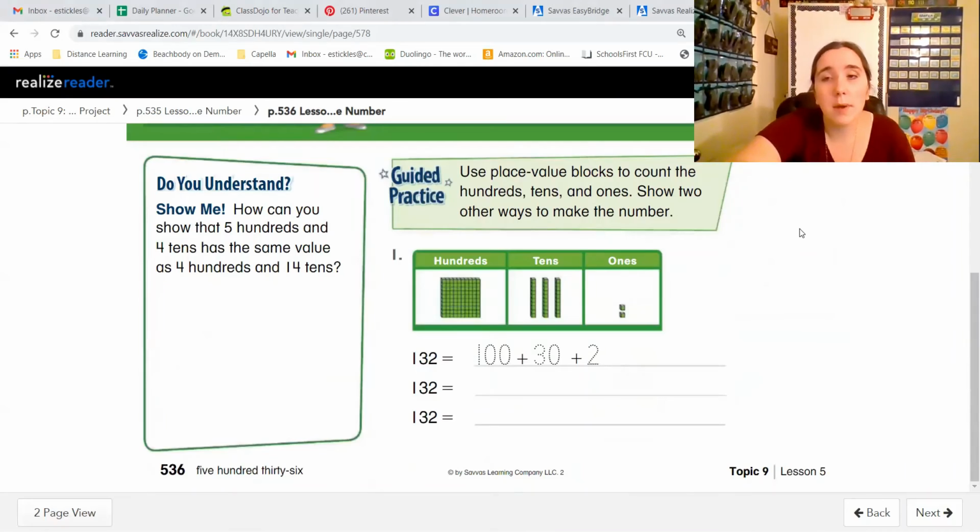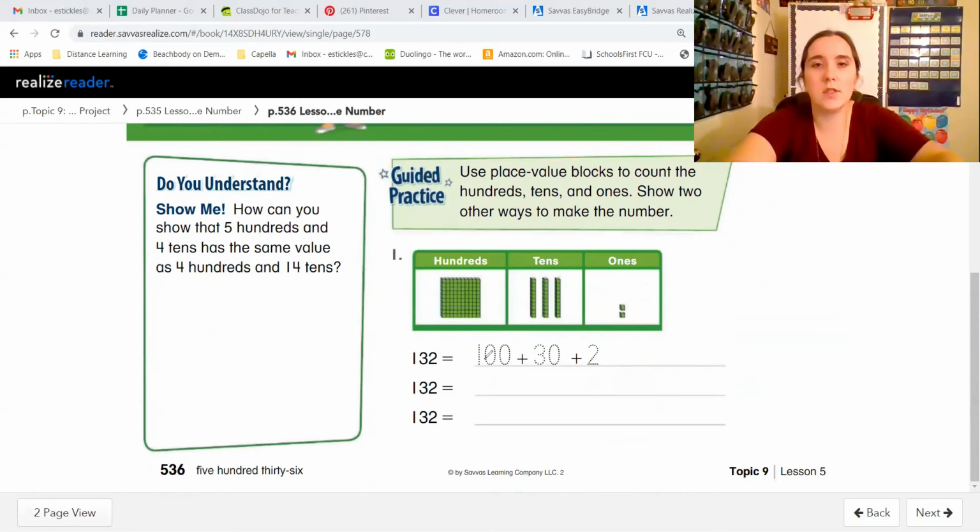Okay, let's jump in our workbooks to do some practice. We're going to be starting on page 536 in our workbook, so make sure you're on that page, and then we're going to go ahead and get started. Okay, it says use place value blocks to count the hundreds, tens, and ones. Show 2 other ways to make the number. So first, we're going to count up what is in our place value chart here first, and then we're going to find out 2 other ways that we could say the same number.